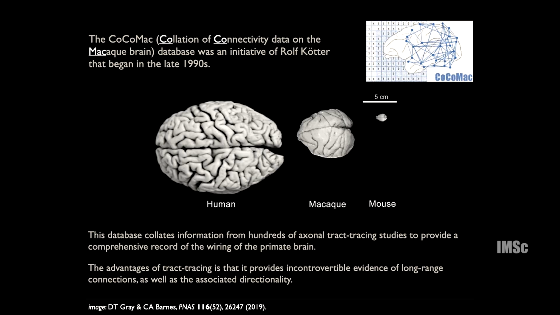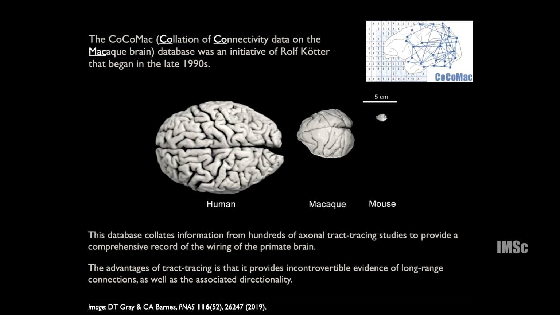The reason why these tract tracing studies can be trusted is because they give very incontrovertible evidence of long range connections. And also the direction, which is also important, which is the direction in which the tracer is moving and so on. That also gives you some useful information.